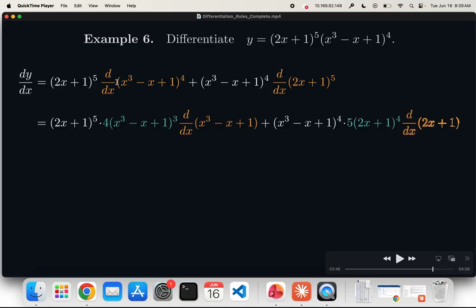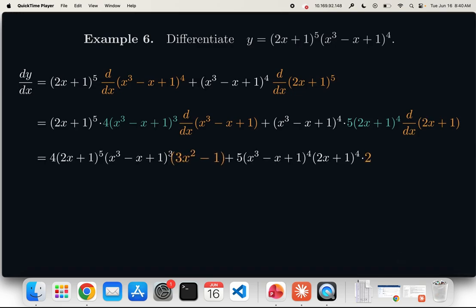And then notice again, bring down the 4, subtract 1, differentiate the inside. So this is, you have to differentiate this as the next step. Plus, and then to differentiate this, again, this is another application of the power chain rule. Bring down the 5, subtract 1, leave the inside alone, subtract 1 is 4, then differentiate the inside. This is differentiate the inside. So the next step is another step of differentiating.